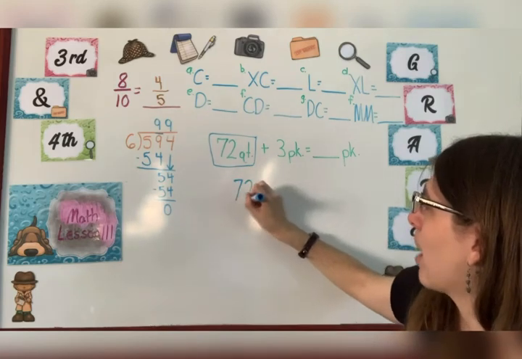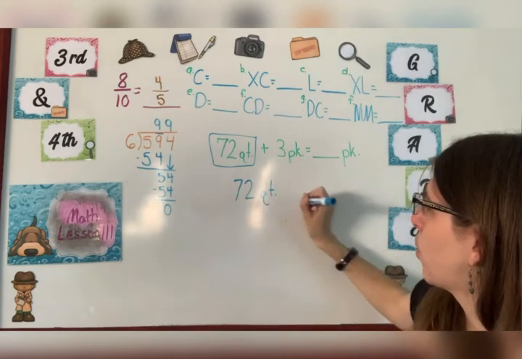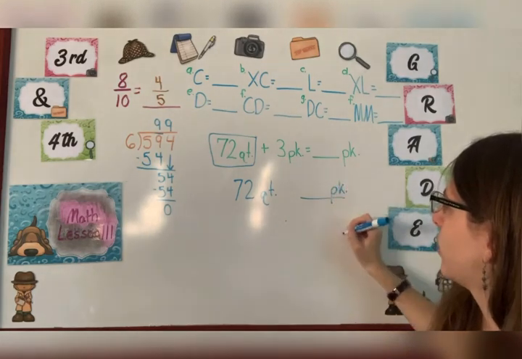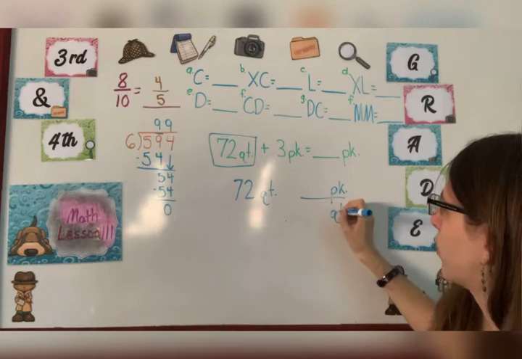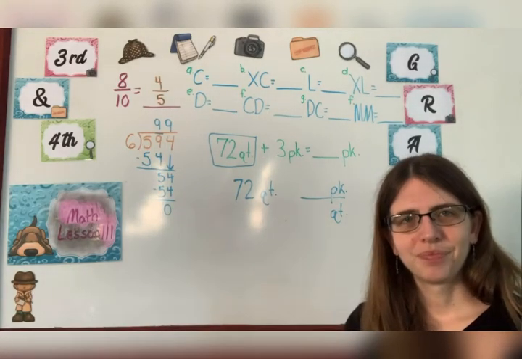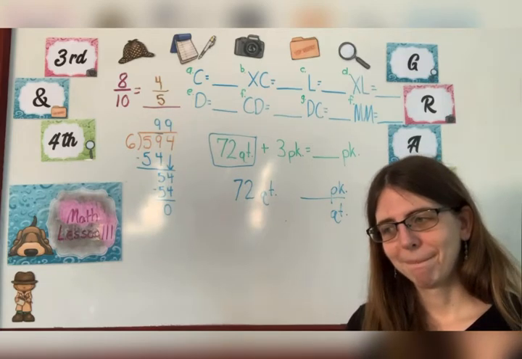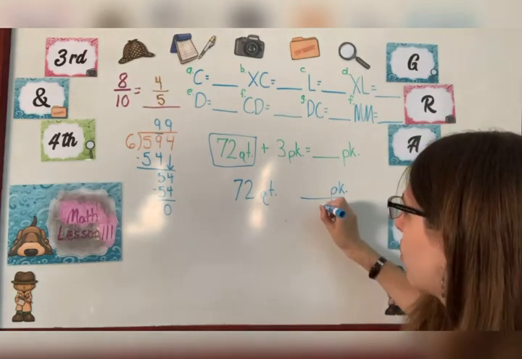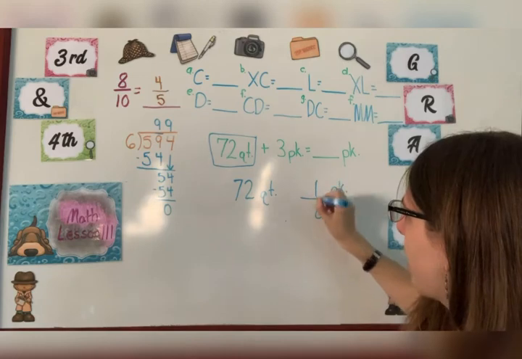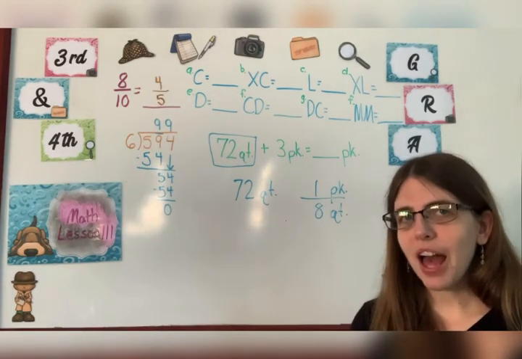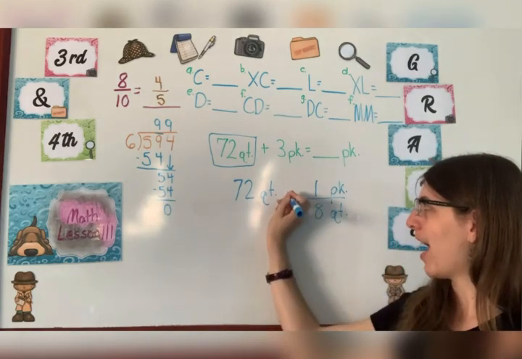So I set up my problem, 72 quarts. Draw your line. You want to change to pecks, so put those on top. From quarts, put that on the bottom. What's your conversion factor? There are 8 quarts in 1 peck. Since the 8 is on the bottom, that means that I divide.